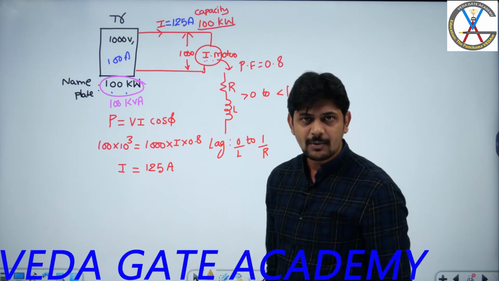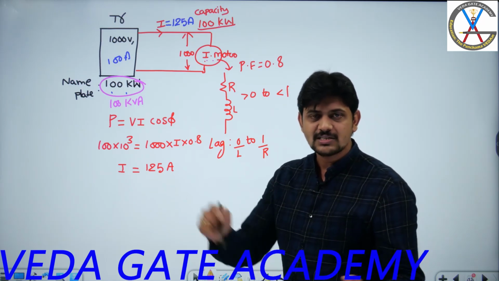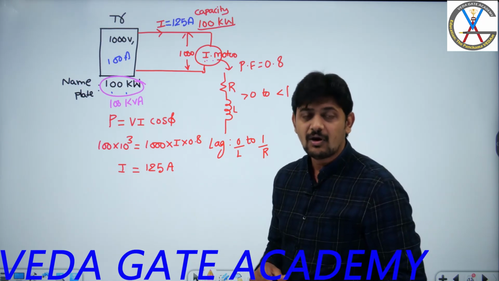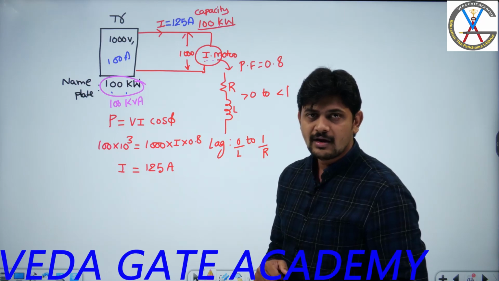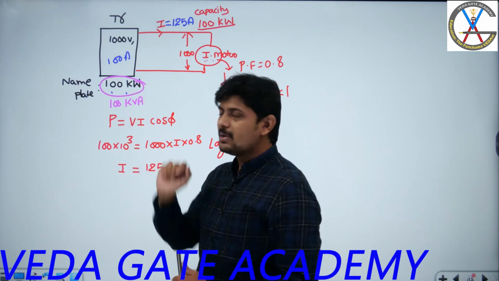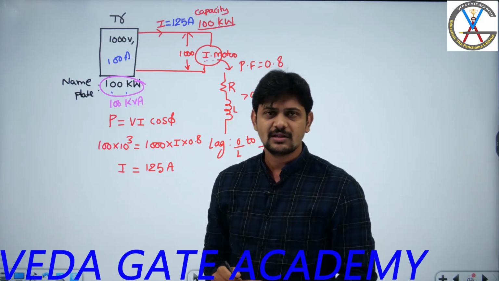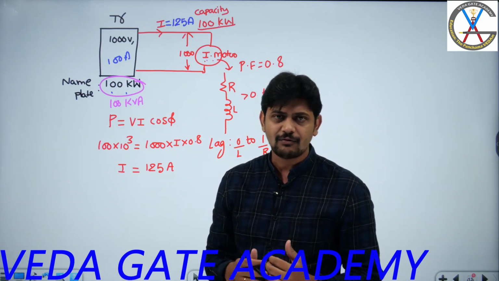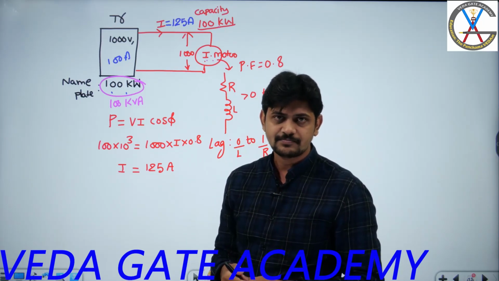Where is the mistake happening? From the user side or from the designer side? From the designer side. What is the mistake? Instead of indicating apparent power on the nameplate details, they mention active power. So that is the reason the user is not aware of the current carrying capacity. Are you following what I am conveying, guys?